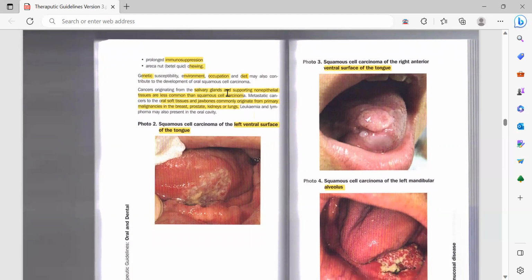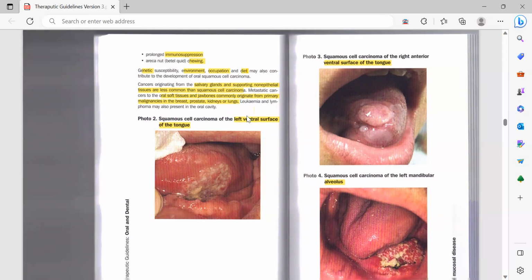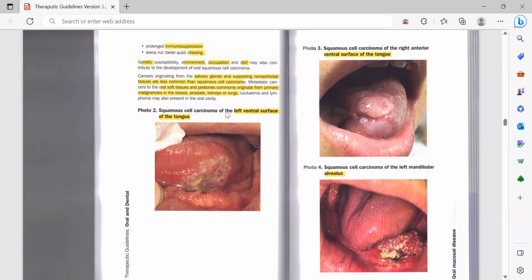Cancers originating from the salivary glands and supporting non-epithelial tissues are less common than squamous cell carcinoma. Metastatic cancers to the oral soft tissue and jaw bones originate primarily from other sites. So, as we read before, they could show the property of metastasis, where the original site started from the breast, prostate, kidney, or lungs, but now they are showing up in the mouth as squamous cell carcinoma. So they do these things, and even leukemia and lymphoma may also be present in the oral cavity.